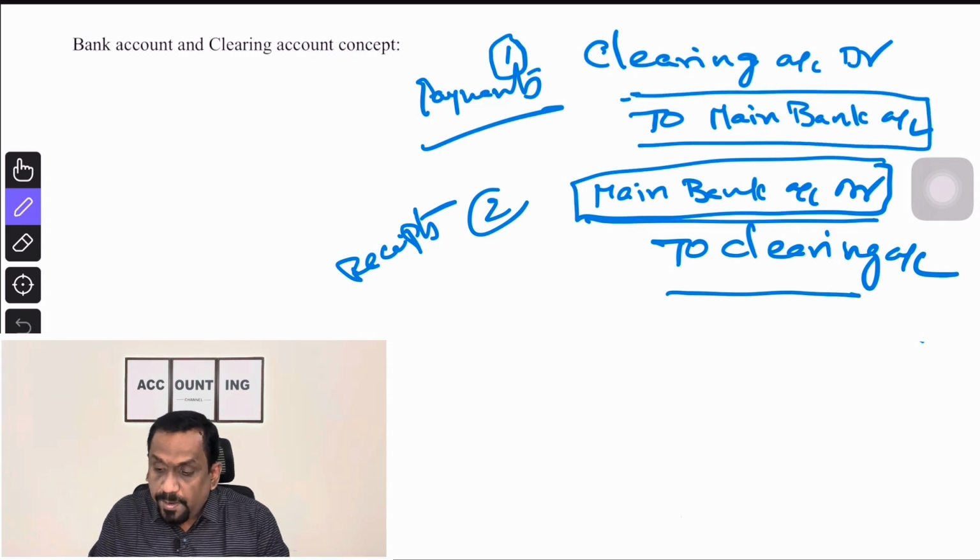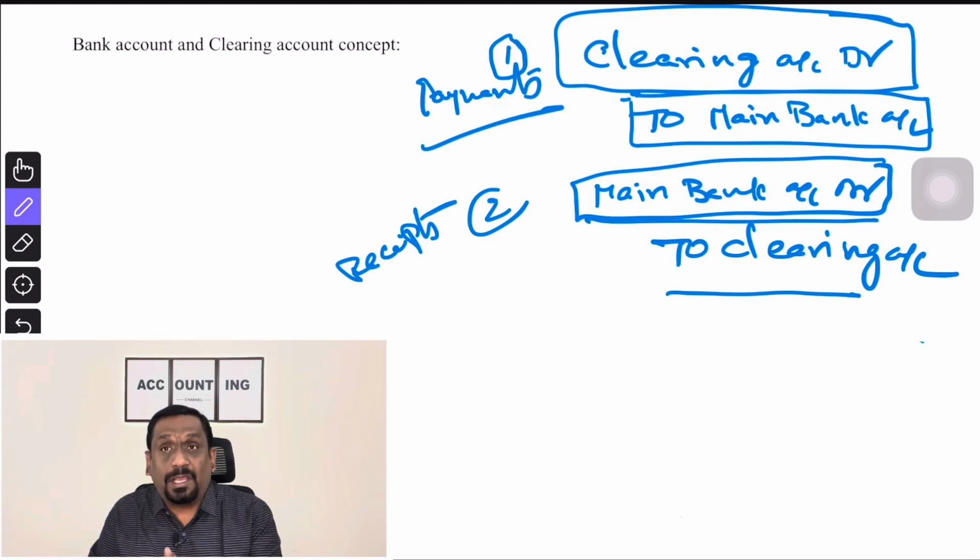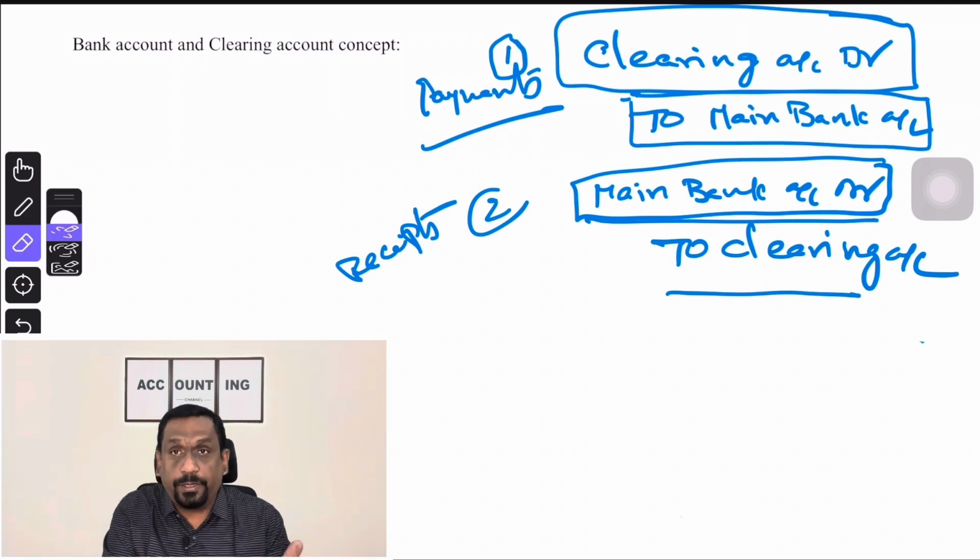Similarly here, why is the main bank account credited for payments? As I said previously, all payments will be recorded on the credit side of the main bank account. It's a payment, outgoing, right? So your bank account has to be credited and your clearing account has to be debited. These are the two entries posted by the system as soon as the bank statements get uploaded.